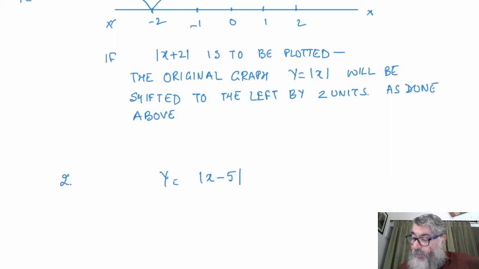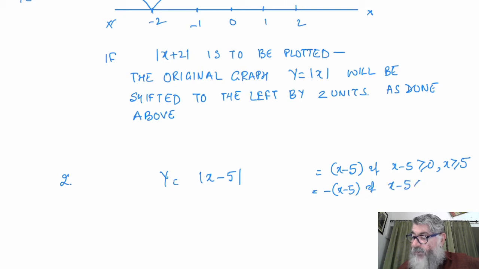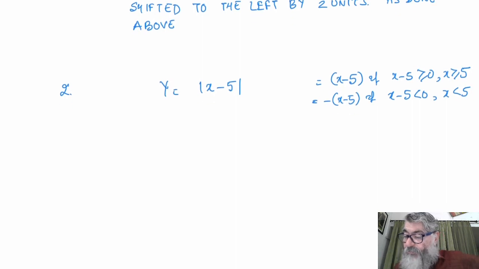So it will be x minus 5 if x minus 5 is greater than or equal to 0, or x is greater than or equal to 5, and it will be minus (x minus 5) if x minus 5 is less than 0, or x is less than 5. Here the critical point is what? x is equal to 5. The critical point is x equal to 5.